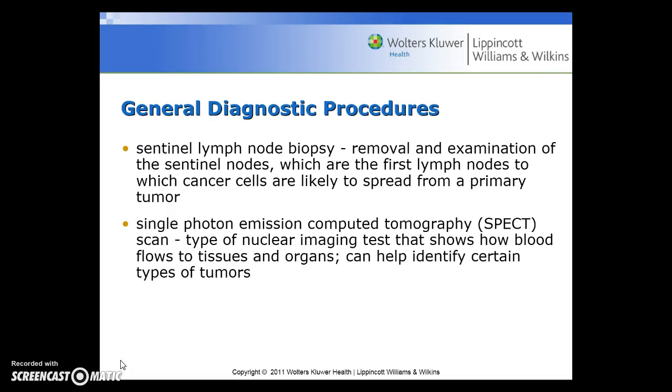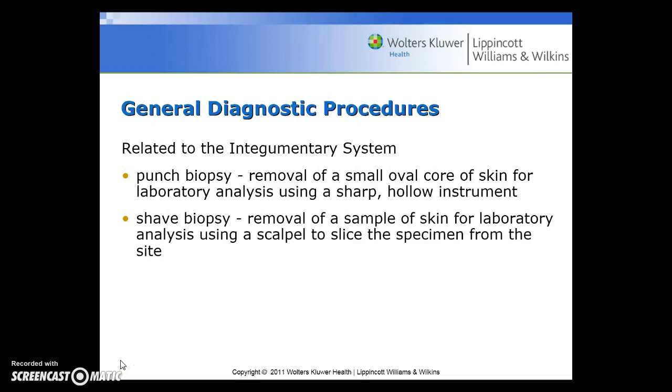Sentinel lymph node biopsy is the removal and examination of the sentinel nodes, which are the first lymph nodes to which cancer cells are likely to spread from a primary tumor. A SPECT scan is the single photon emission computed tomography scan, and that's a nuclear imaging test that shows how blood flows to tissues and organs and can help identify certain types of tumors.